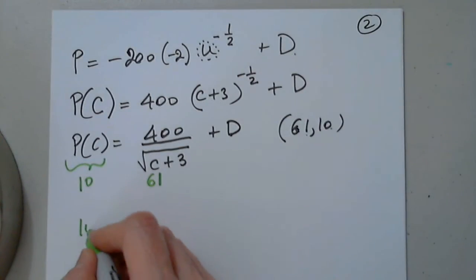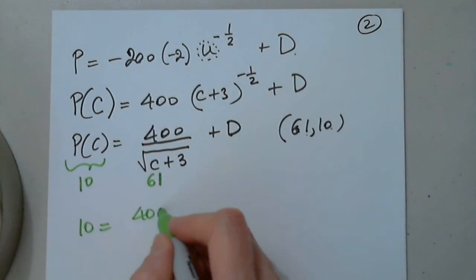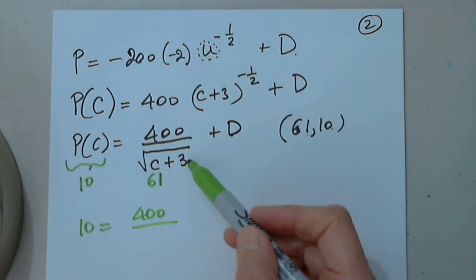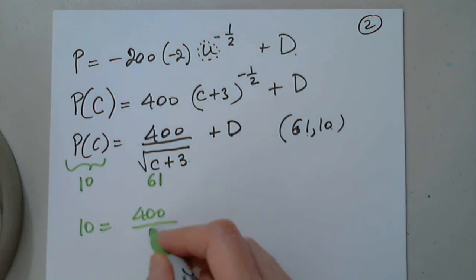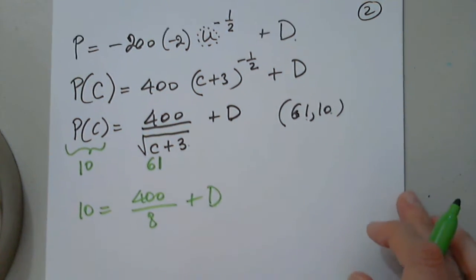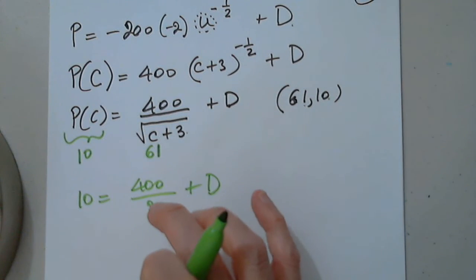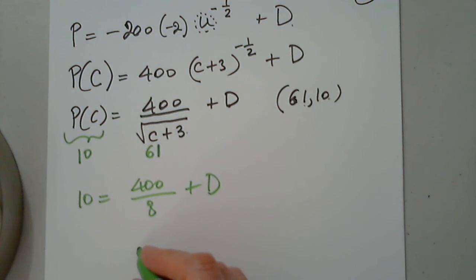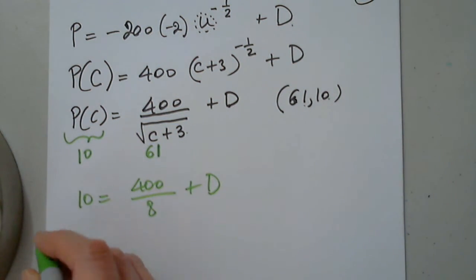Good. So 10 equals 400 over the square root of 61 plus 3, which is 64. The square root of 64 is 8, plus the constant d. 400 divided by 8 is 50. I move 50 to the other side. Let me write it.